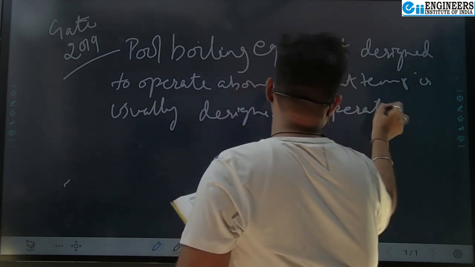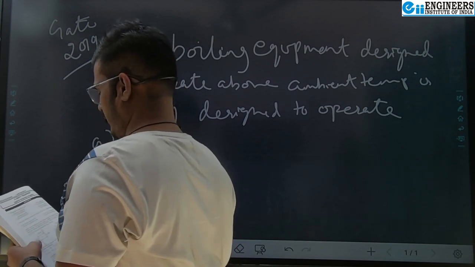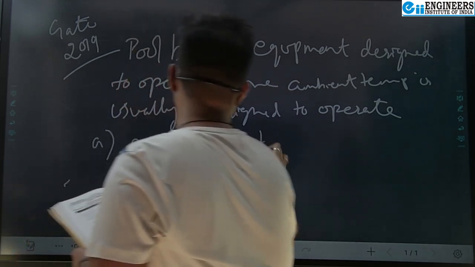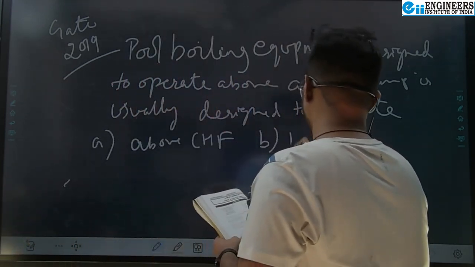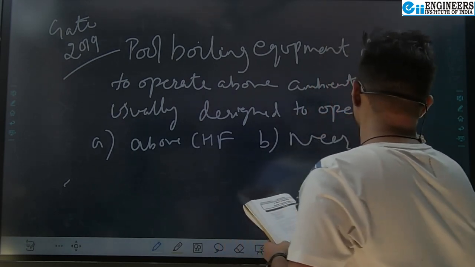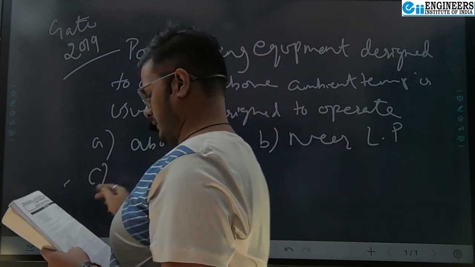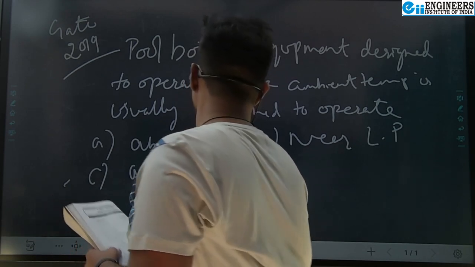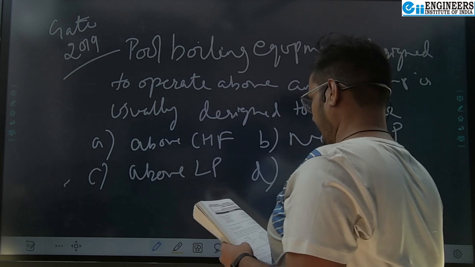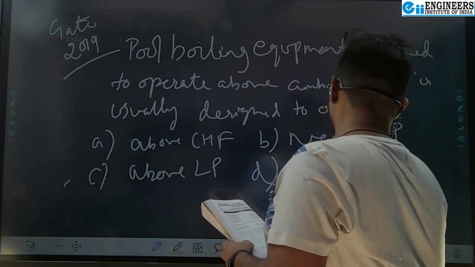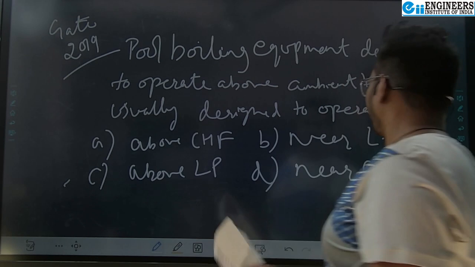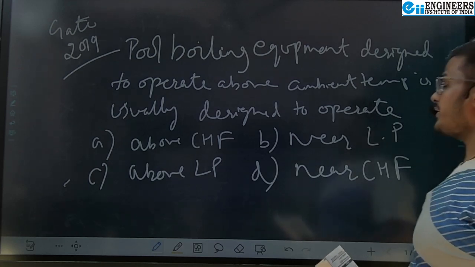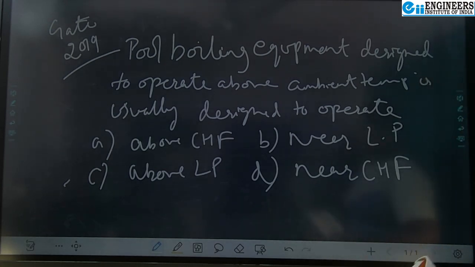Options: A, above critical heat flux; B, near Leidenfrost point; C, above Leidenfrost point; D, near critical heat flux point. So the pool boiling equipment designed to operate above ambient temperature is usually designed to operate at which condition?